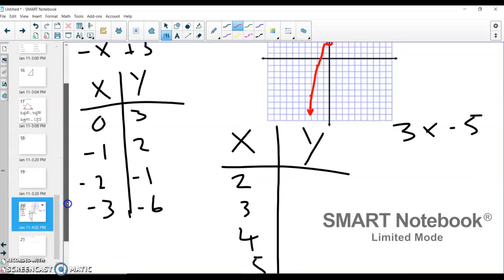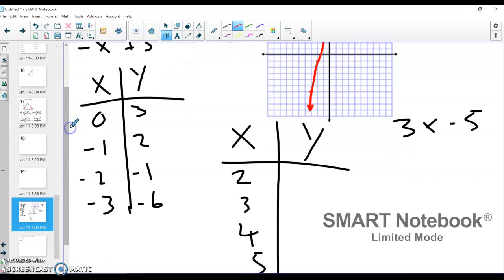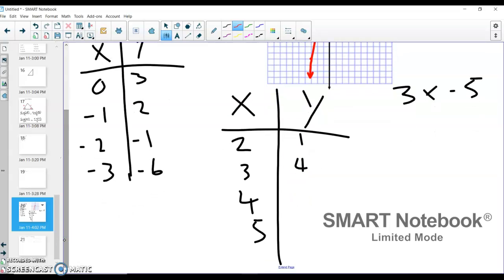Again, when I graph the point at x equals 2, I am going to use a closed dot because that is greater than or equal to 2. Plugging in 2, I get 2 times 3 is 6 minus 5 is 1. 3 times 3 is 9 minus 5 is 4. 4 times 3 is 12 minus 5 is 7. And the pattern is up by 3 every time, constant linear growth.